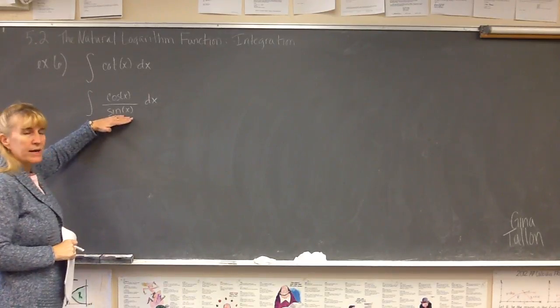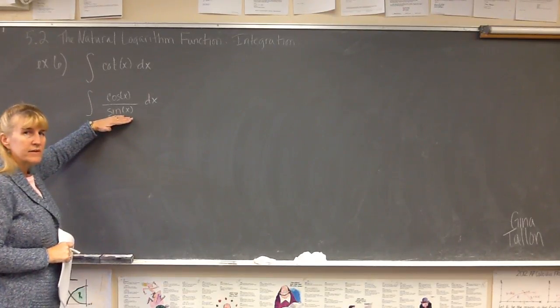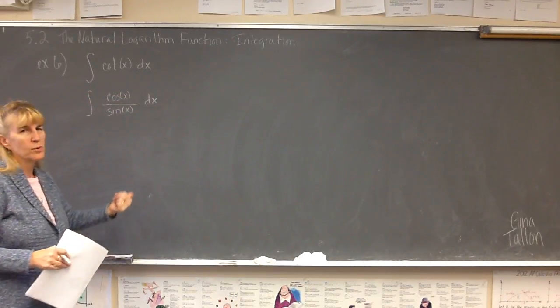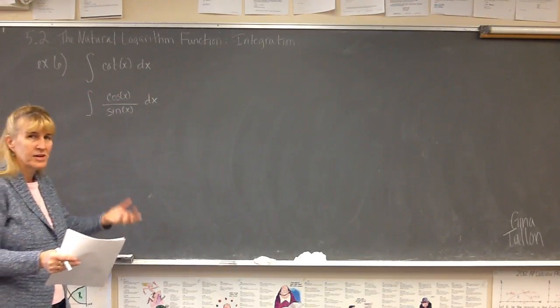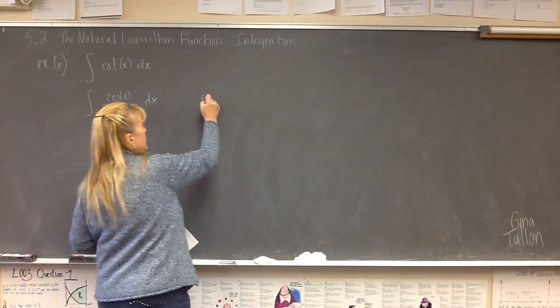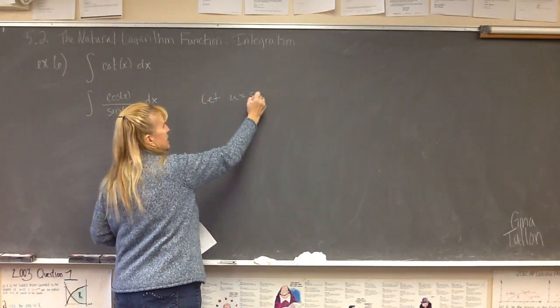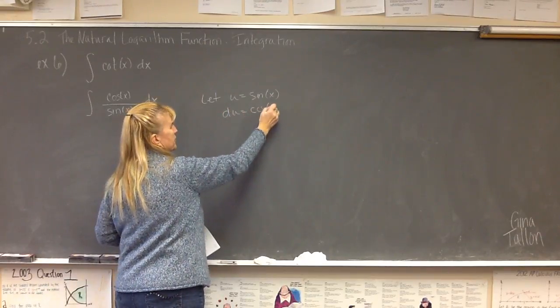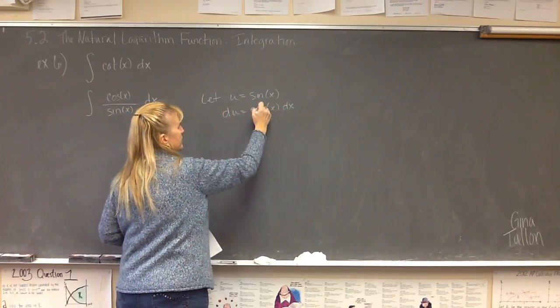So therefore, if I let my u equal sine x, the derivative of sine x is cosine x, my du would be up here. And that's going to work perfectly. I'm not even off by a constant multiple. I have it exactly the way I want it. So we're going to let u equal sine x. Du therefore equals cosine of x with respect to x.